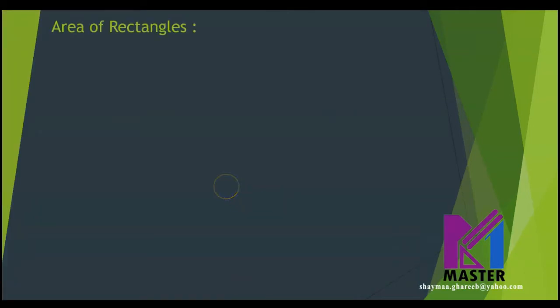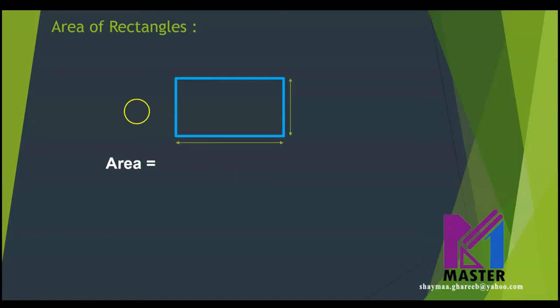Area of rectangles. This is a rectangle. In order to calculate the area of the rectangle, we multiply the length by the width. This is the length of the rectangle and this is the width of the rectangle. So, area equals length times width.